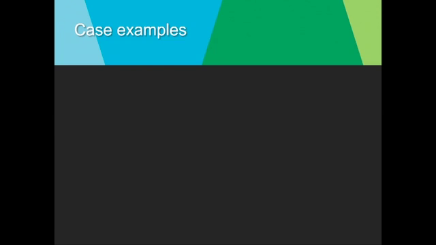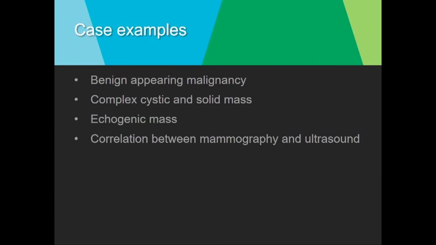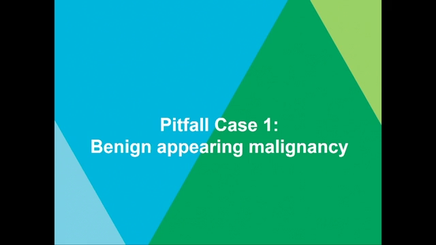So I will be showing some case examples, 4 different types, as well as multiple companion cases for each of them. I'll start with a benign appearing malignancy and go over some more examples of that, as well as complex cystic and solid masses, as I think these can be quite difficult. The typically benign echogenic mass occasionally is not benign. And also, I'll be showing some cases of correlation between mammography and ultrasound.